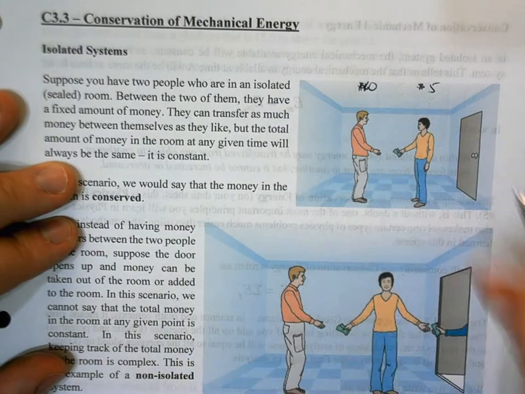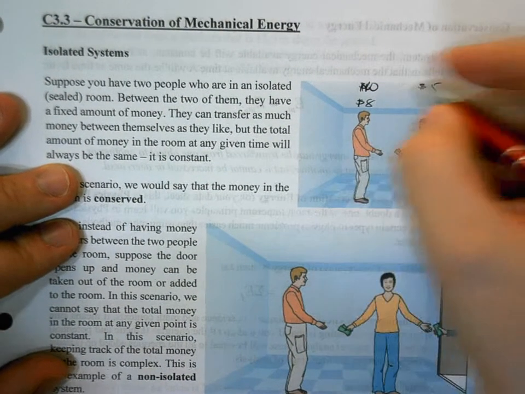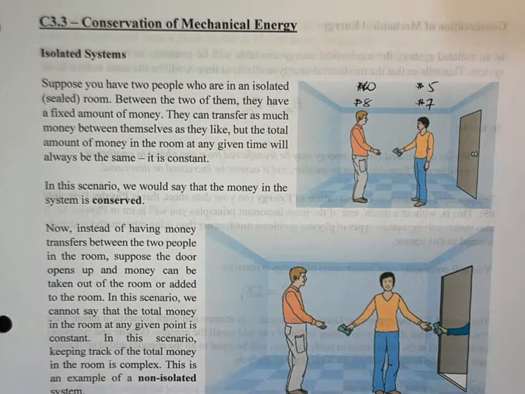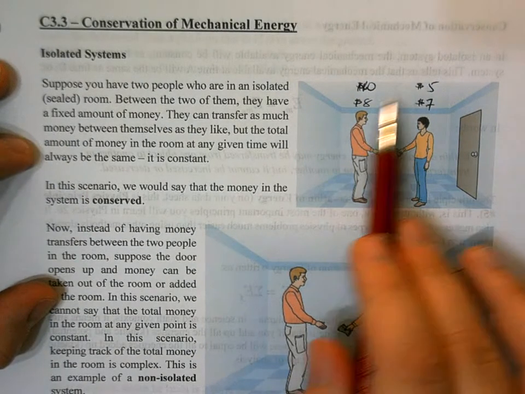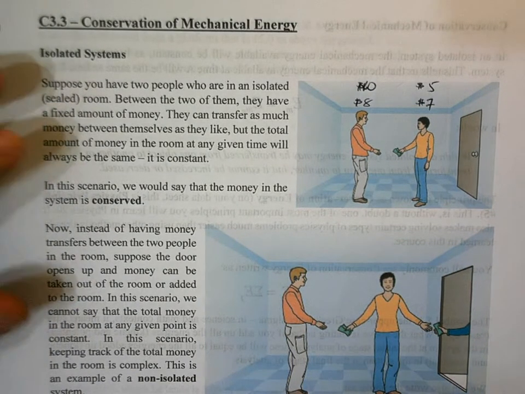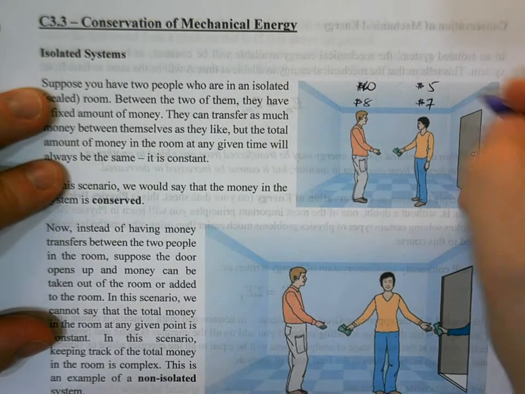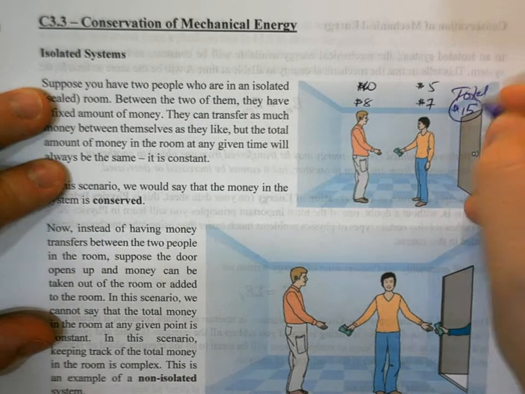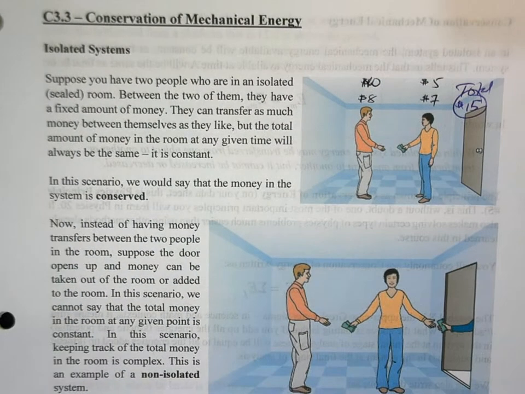Let's say you started out with $10, your friend starts out with $5, and you decide to loan your friend $2. So then you're down to $8. Your friend now gains $2, and he's at $7. So while the individual amounts of money have changed, the total amount in the room has not changed. The total is still $15. What we would say in this example is that the money is conserved. The money can be exchanged between people, but the total amount of money has not changed.